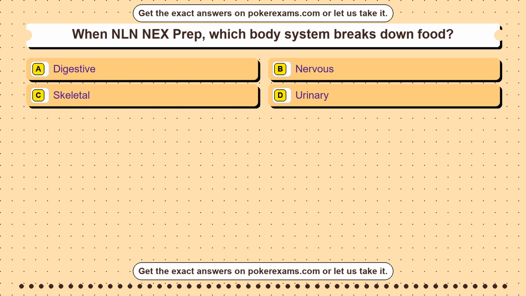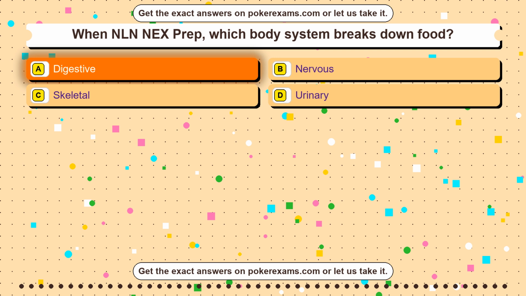Question 9. When NLN NEX Prep, which body system breaks down food? Option A digestive. Option B nervous. Option C skeletal. Option D urinary. The correct answer is option A.